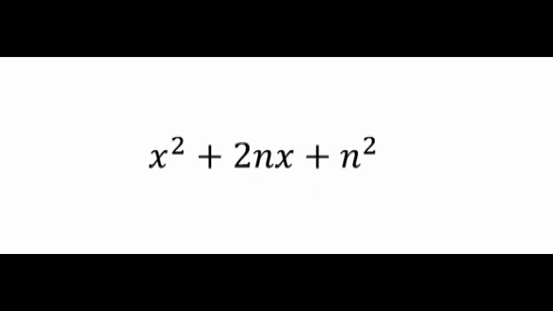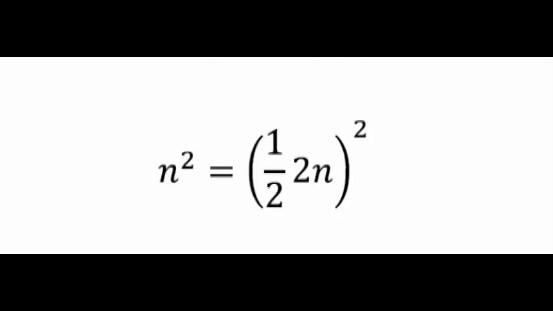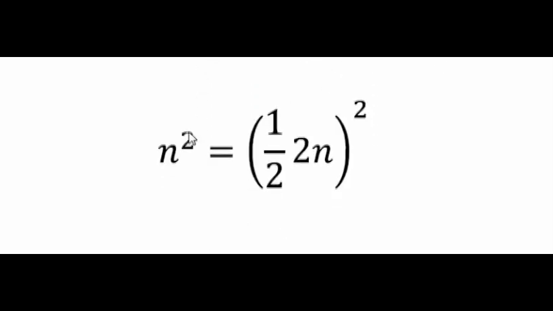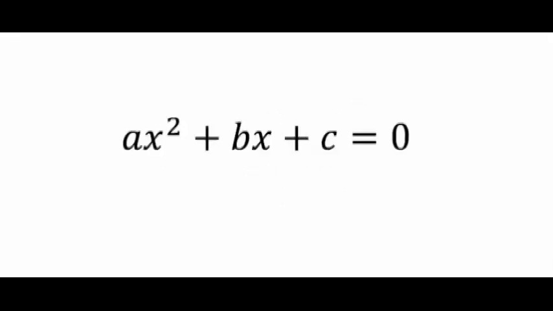Okay? So here's a restatement of what I just showed you, that n squared is 1/2 of the x coefficient, and then the whole thing is squared. So that's how you complete the square. Okay, so with that knowledge, let's try to take our quadratic equation and solve for x using this method of completing the square.